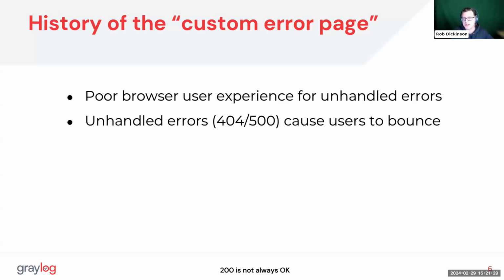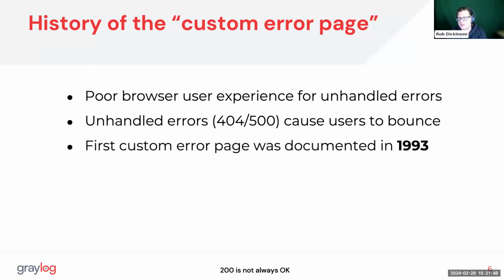And there are lots of web studies from the early web that showed the retention of errors shown in the browser versus errors shown in the actual website. And that's where this idea of custom error pages came from. Let's not let the browser handle this. Let's let the application handle this. And so even as early as 1993, folks were starting to wrap their websites in custom error pages to avoid this poor user experience on the browser side.